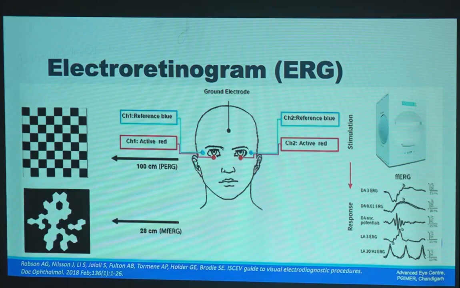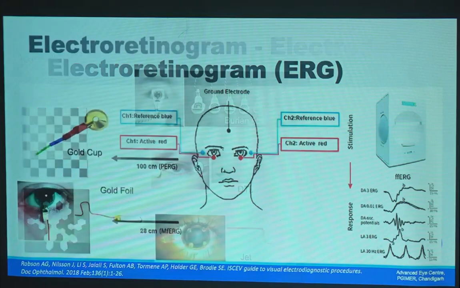You have a multifocal ERG, which localizes your lesion with pattern sizes that are variable according to the area that you are stimulating. And then you have the Ganzfeld, which is stimulating the whole of the retina.